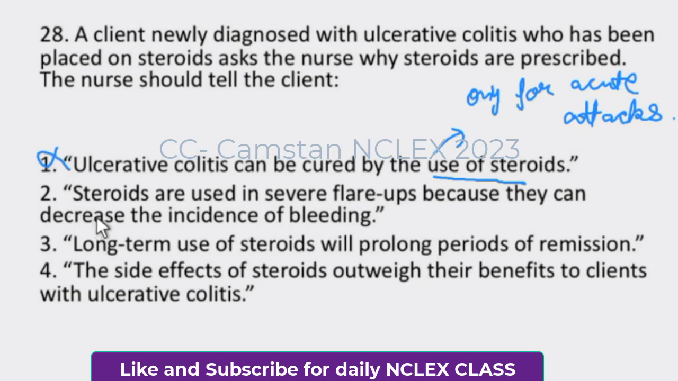Second one is, steroids are used in severe flare-ups because they can decrease the incidence of bleeding. This option is correct because I told you that steroids are used for acute exacerbations. So that's what is written here, right? Steroids are effective in acute management of acute symptoms of ulcerative colitis, right? So second option is correct so far.